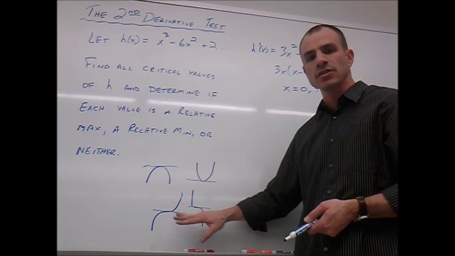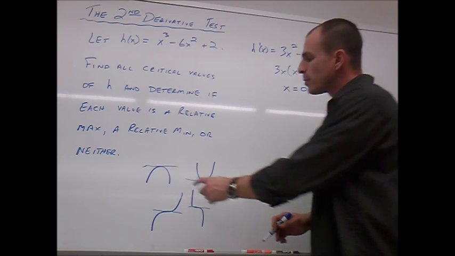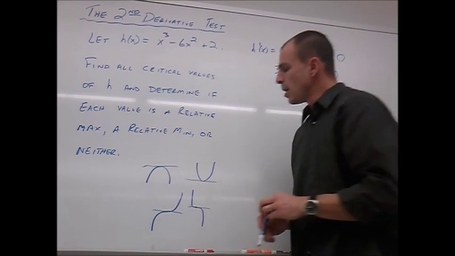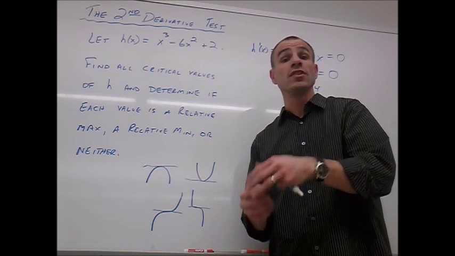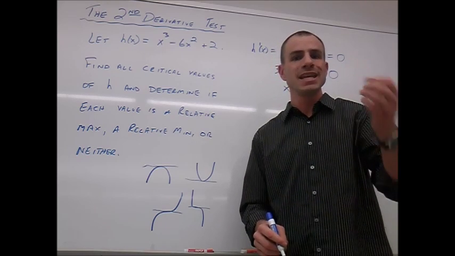So the concavity changes here. These are points of inflection. But the concavity does not change here. So let's talk about when a function is concave down. A function is concave down when the second derivative is negative.